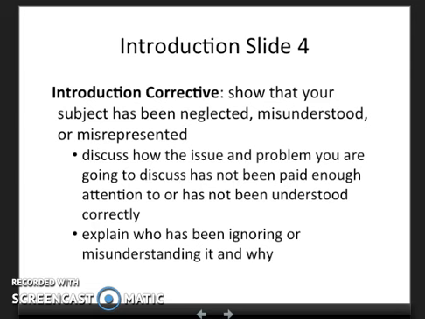You might also have a corrective introduction. Show that your subject has been neglected, misunderstood, or misrepresented. You can discuss how the issue and problem you're going to discuss has not been paid enough attention to, or has not been understood correctly. Explain who's been ignoring it or misunderstanding it, and why they've been doing that.